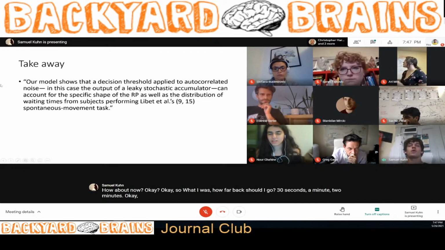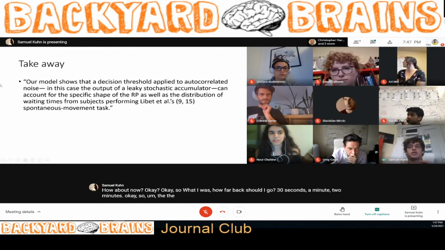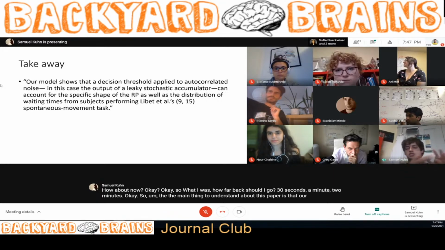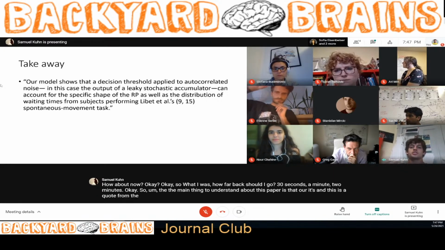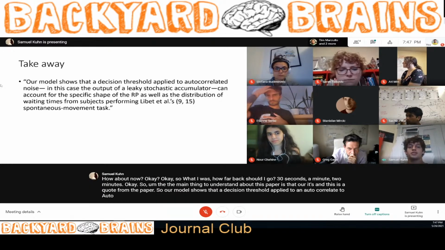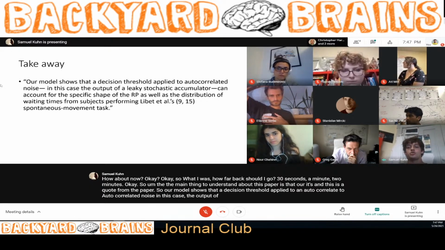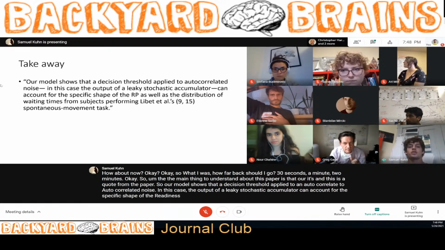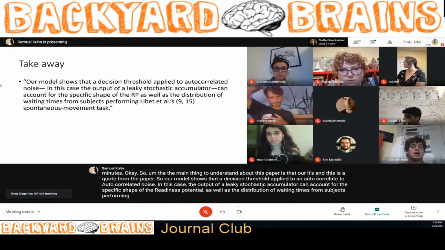Okay. So the main thing to understand about this paper is this quote from the paper: "Our model shows that a decision threshold applied to an autocorrelated noise, in this case the output of a leaky stochastic accumulator, can account for the specific shape of the readiness potential as well as the distribution of waiting times from subjects performing the Libet task."